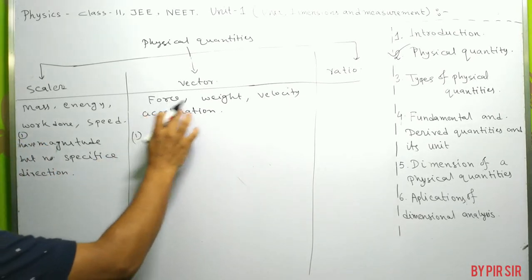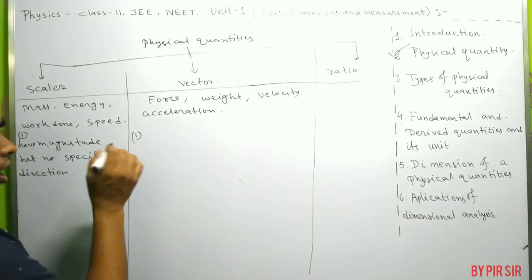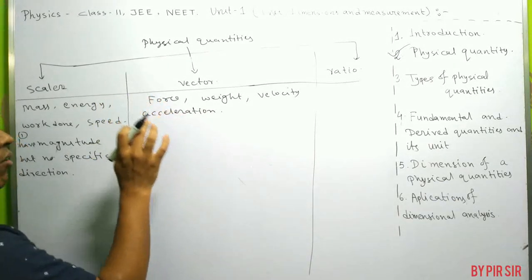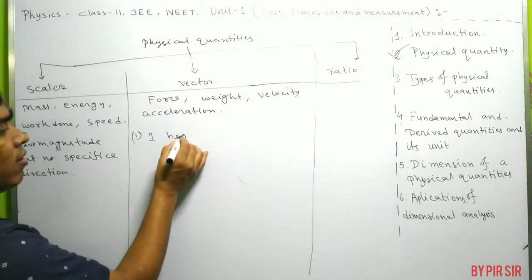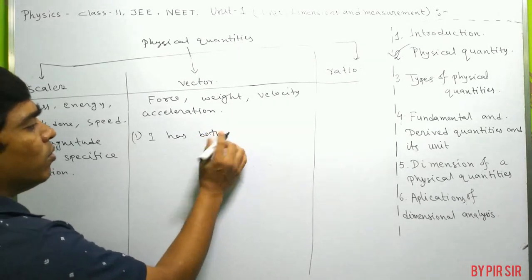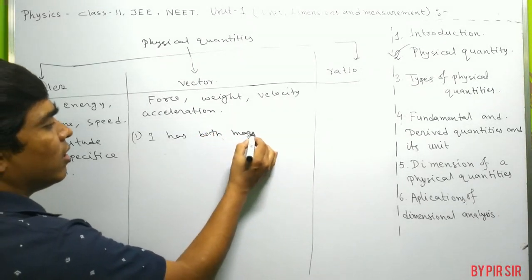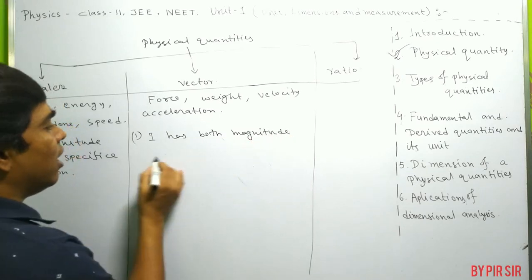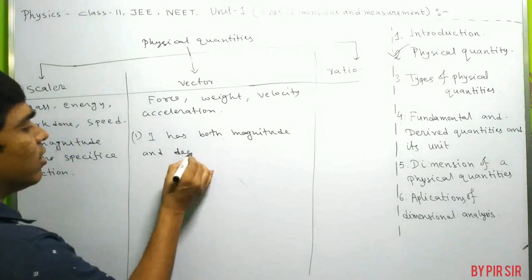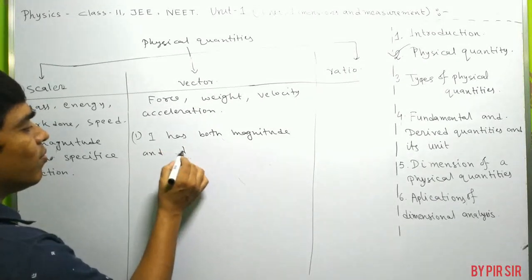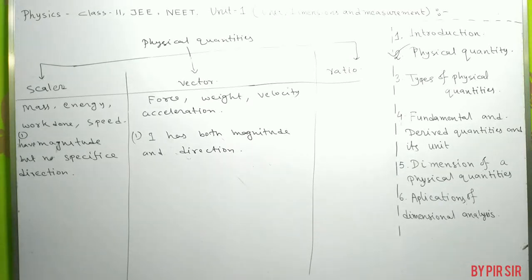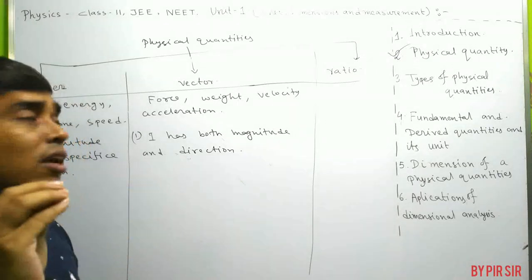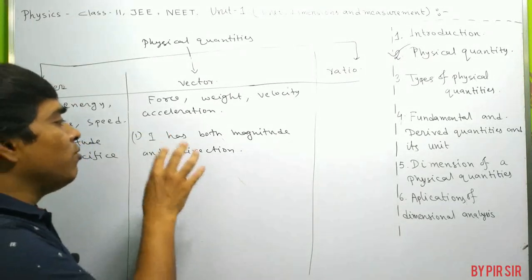Here these quantities have magnitude and also a specific direction, both. That means scalar quantities have only magnitude, there is no specific direction, and vector quantities have both magnitude and specific direction.